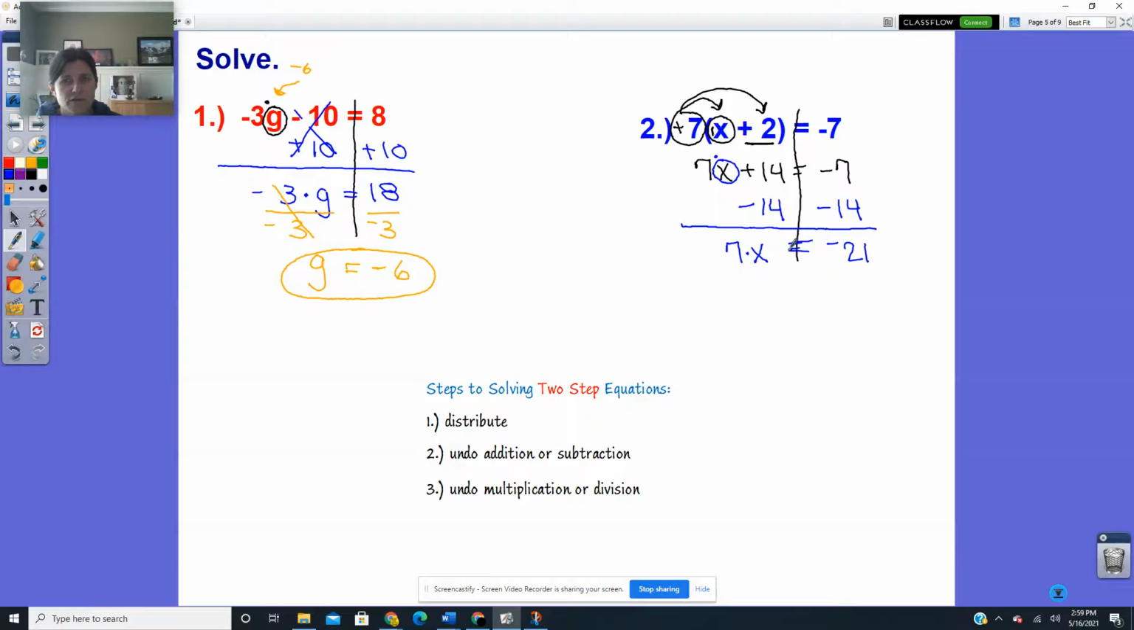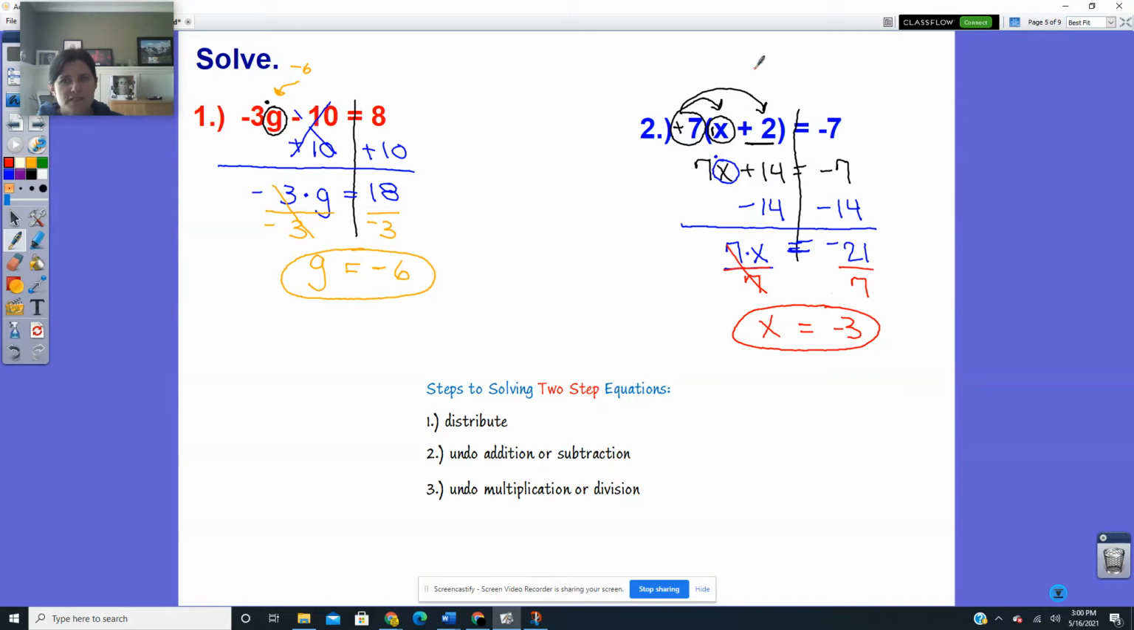And again, you want to use your Desmos calculator to prevent any calculation errors. So our final step is to undo the multiplication or division. So I am going to undo a times 7 by doing the opposite, which is divide by 7. And if I divide one side by 7, I have to divide the other side by 7. And my final answer is x equals negative 3.